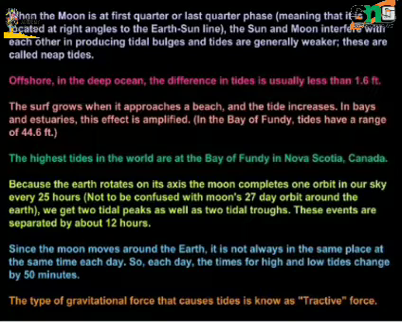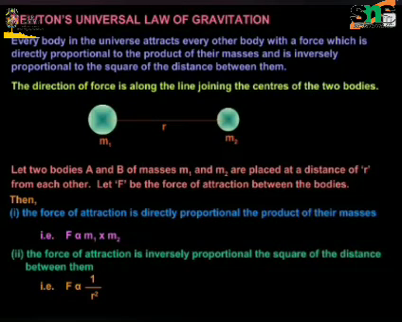He also discovered the universal law of gravitation, concluding that for two objects separated by a distance d, every object in the universe attracts every other object with a force which is directly proportional to the product of the masses and inversely proportional to the square of the distance between them. The force is along the line joining the centers of the two objects. So F is equal to G M m by d square.